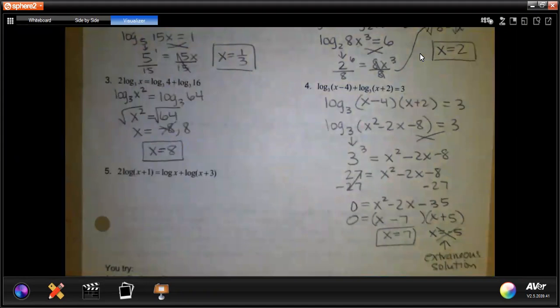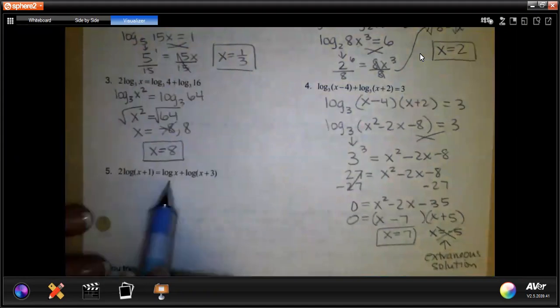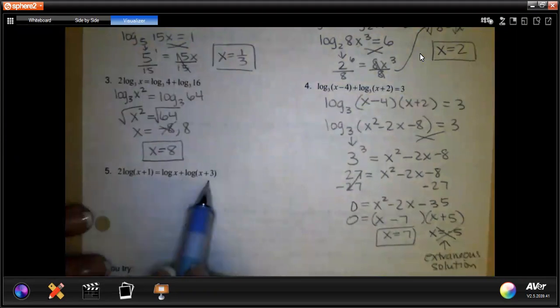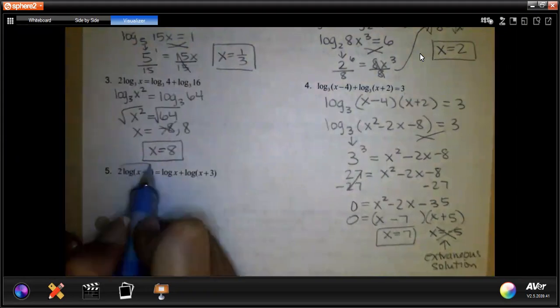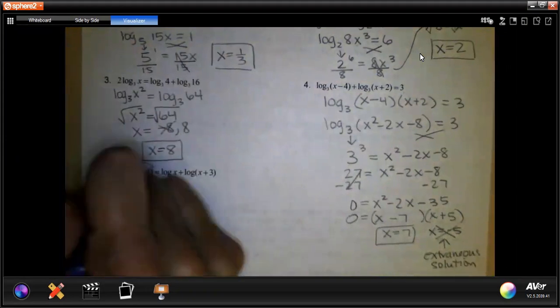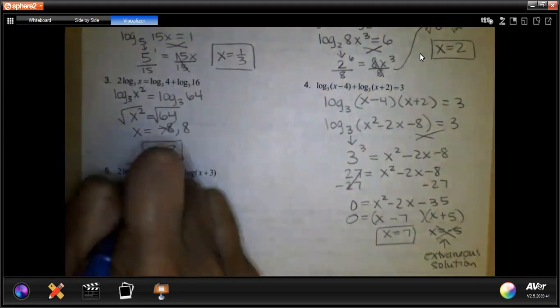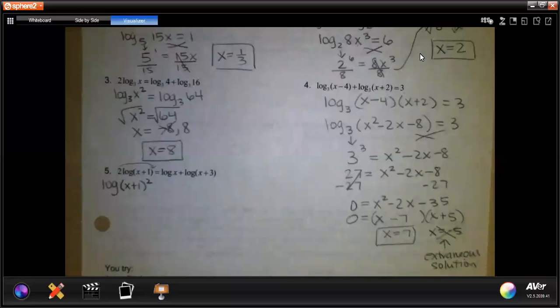All right, we've got one more to try here. We've got 2 log x plus 1 equals log of x plus log of x plus 3. So we're going to put all of these together in this one. My first step, I'm going to bring this up, the power property. So I get log of (x plus 1) squared. Notice that I squared the entire argument, because that exponent in the front is the exponent for the entire argument.